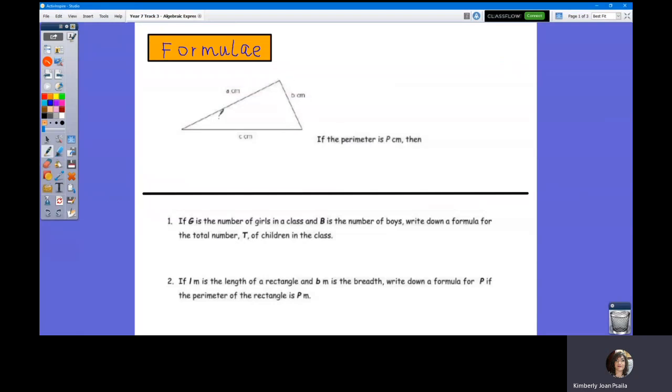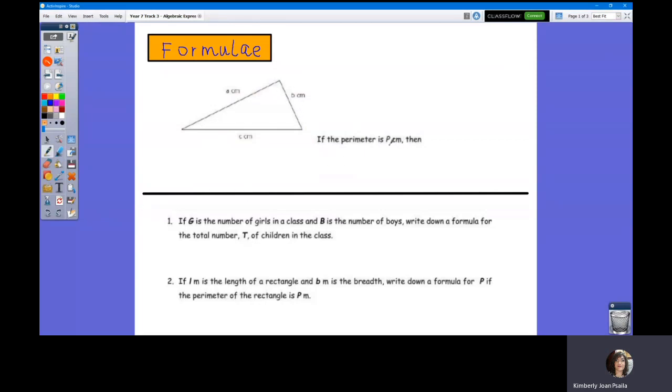So imagine I have this triangle here. The side here is A centimeters in length, the next side is B centimeters and the third side is C centimeters. How can I find the perimeter? Let me remind you that perimeter is when you have to walk around the border of a shape. You have to add all the sides together.